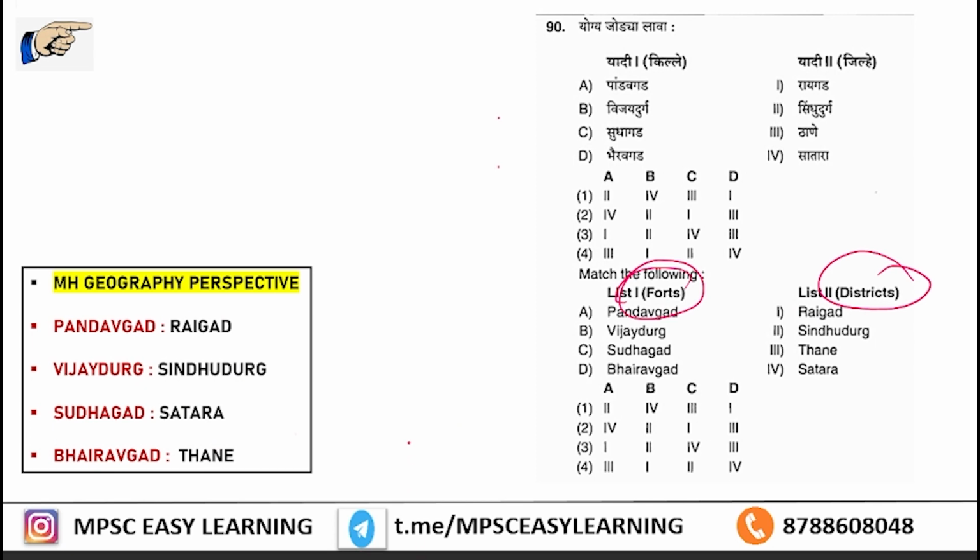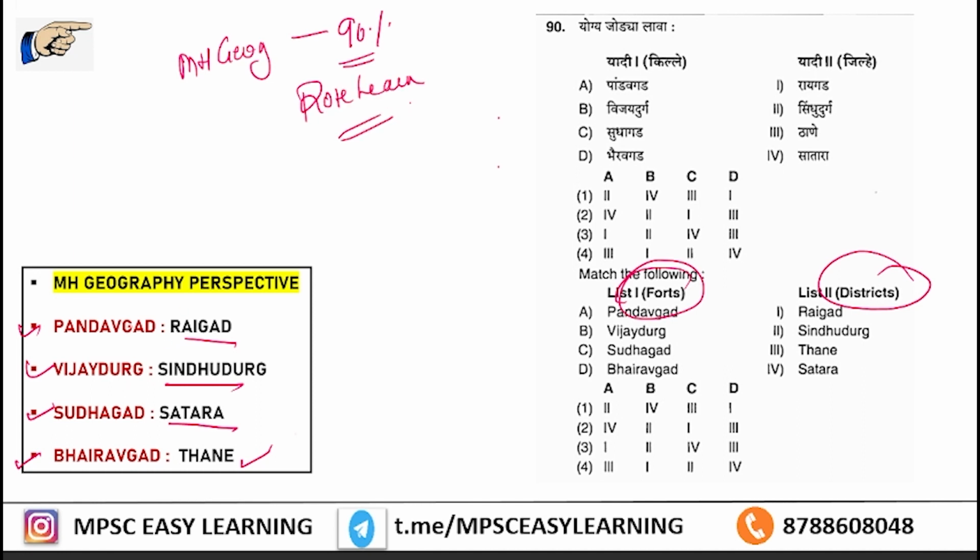Next one, here they have asked you to match forts and their location, मतलब कौन से district में located है. So you've got Pandavgarh fort in Raigad district, विजयदुर्ग फोर्ट इन सिंधुदुर्ग डिस्ट्रिक्ट, सुधागढ़ कहाँ पे है? सातारा, और भैरवगढ़ है आपका ठाणे. Here if you see Maharashtra Geography is 90% only data. You have to rote learn.